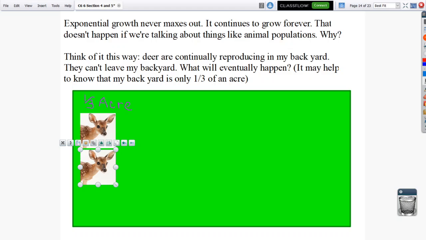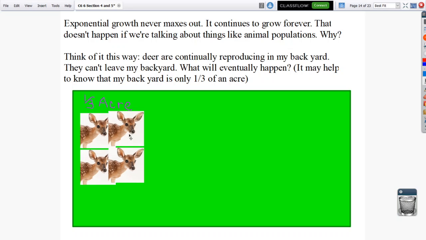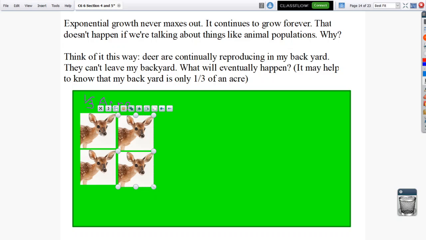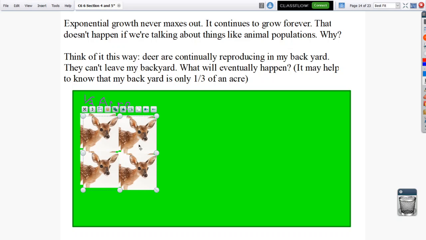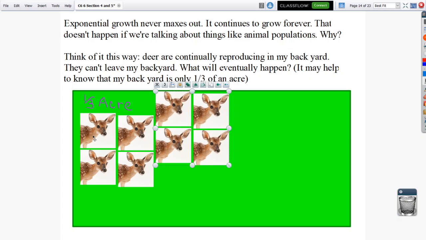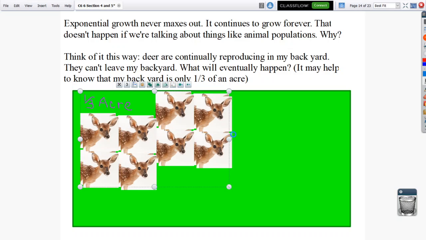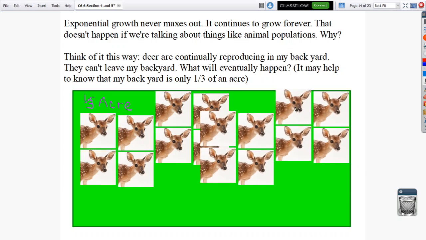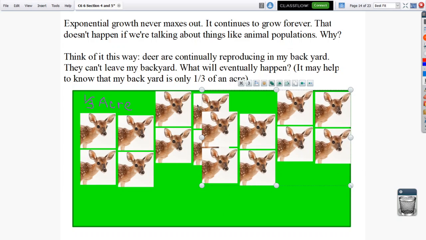So if I have 2 deer, right? Those 2 deer are going to get together and they are going to reproduce. And all of a sudden, I have 4 deer in my backyard. And those 4 deer are then going to reproduce. And all of a sudden, I have 8 deer in my backyard. Once I have 8 deer in my backyard, then the population of my deer is going to cause my population to grow faster. So I can see now I have this many deer.